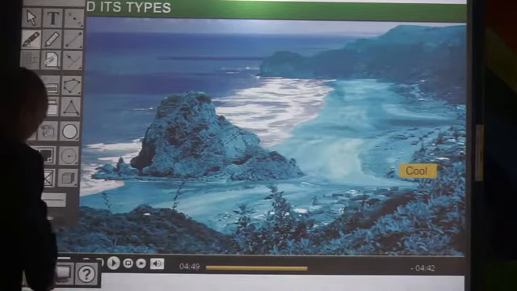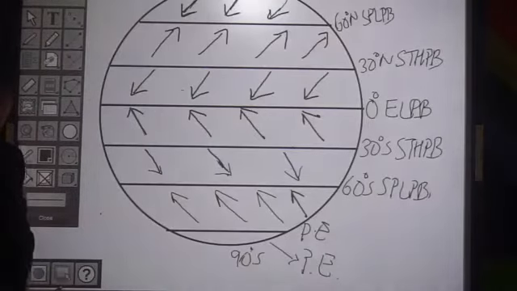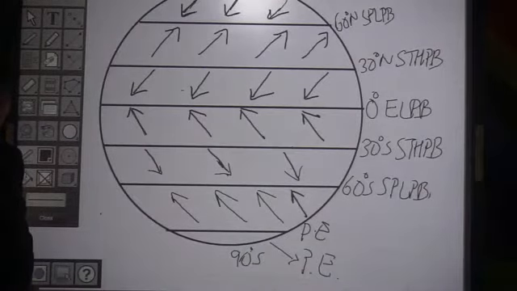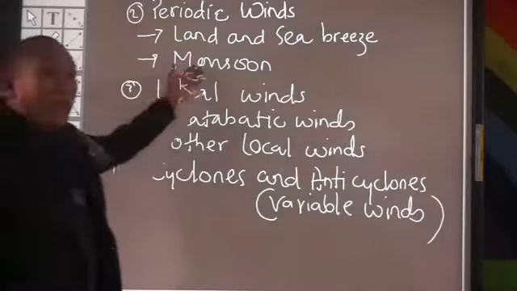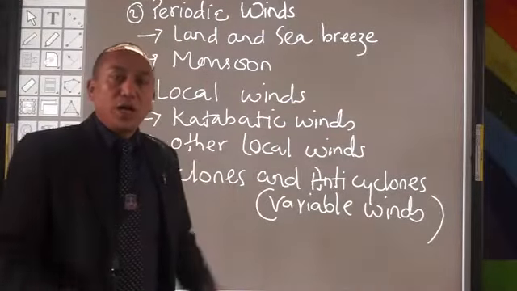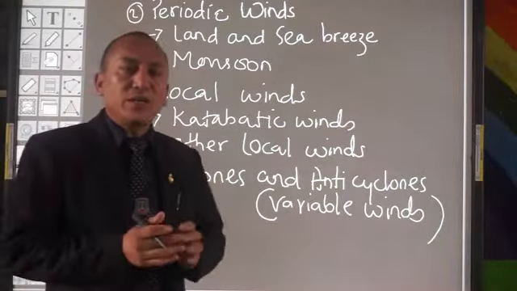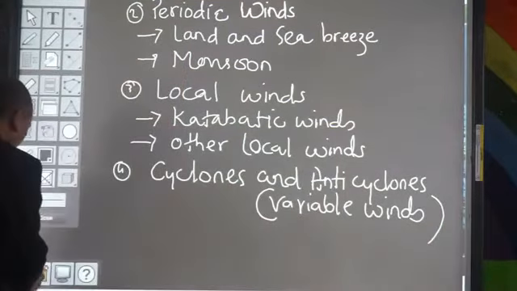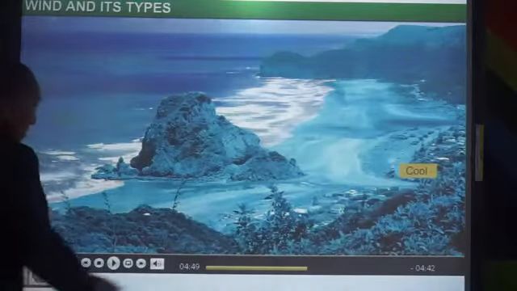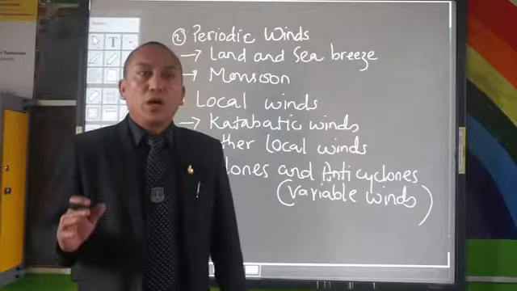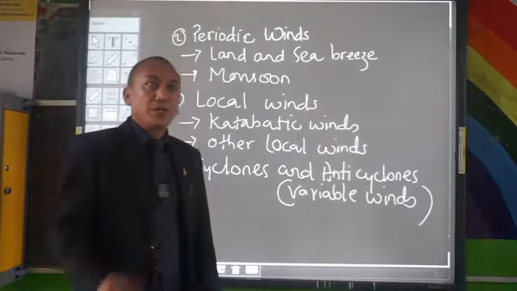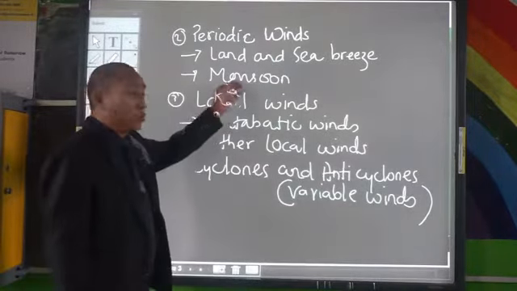So now let's see the next part. The next one we have is the monsoons. Now this monsoon also is the same. If I just want to show you once again this diagram here. So we continue now with the next part of the periodic winds, and that is the monsoon winds.